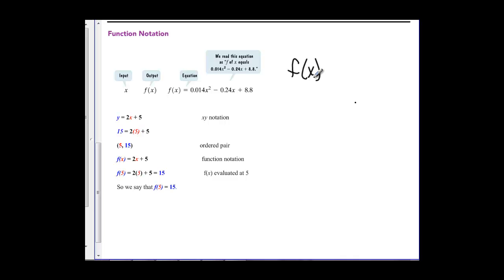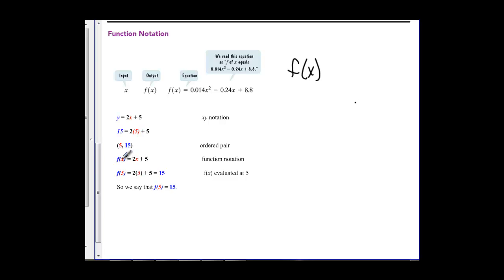F of x actually tells you a lot more. If you see f of x equals something, it's telling you it's a function of x. It also comes in really handy as you start plugging in values. If we had y equals 2x plus 5, and we wanted to plug in 5 for x and work it out, we would get 15 for y, and we have our ordered pair 5, 15. Well, with f of x, to me it makes more sense.